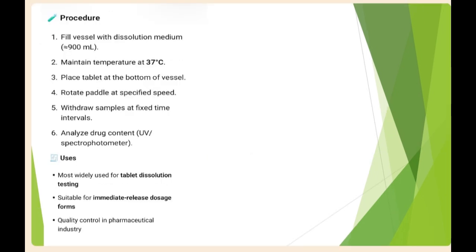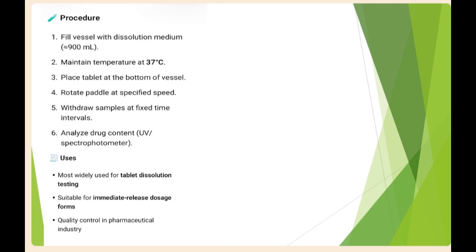Next, procedure for paddle type dissolution apparatus. Place 900 ml of dissolution medium into the vessel. Warm the dissolution medium to 37 degrees. Place one tablet in each basket or paddle of the apparatus. Operate the apparatus at the speed of rotation specified in the monograph.